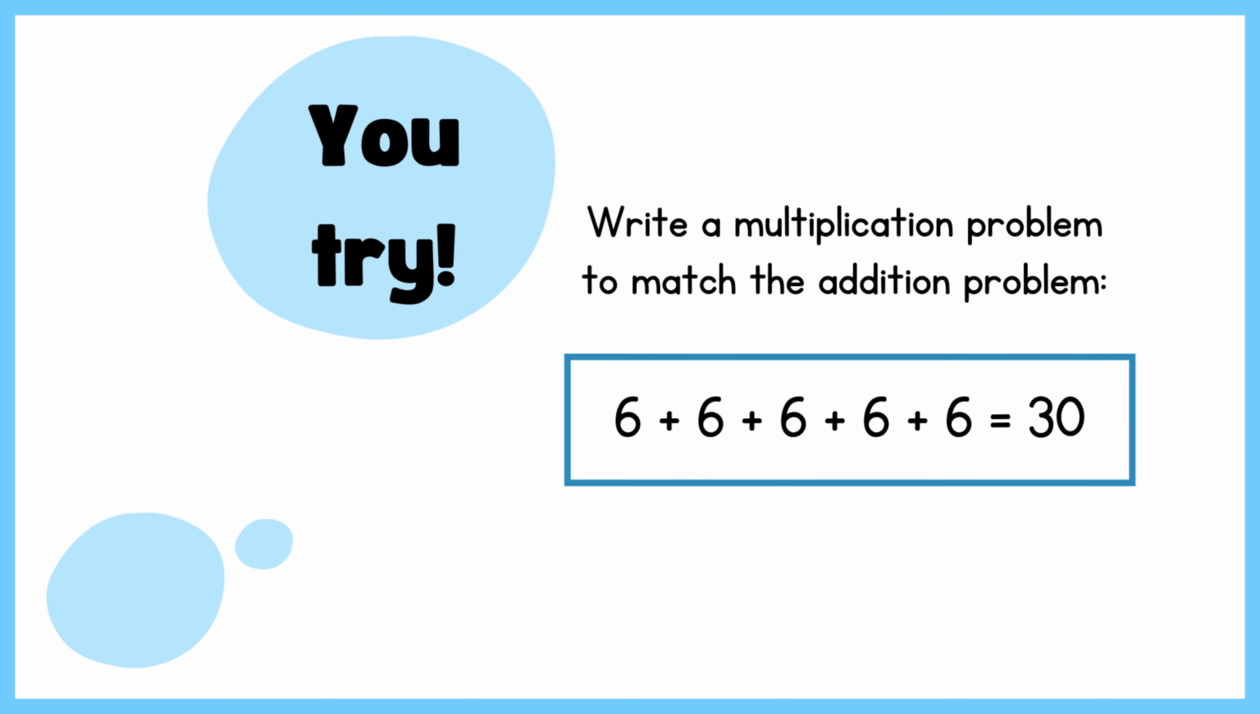You try. Write a multiplication problem to match this addition problem you can see here. You can see it is 6 plus 6 plus 6 plus 6 plus 6 equals 30. Think about how many 6's there are. Because to solve this, it would be 6 times how many 6's there are equals to 30. So go ahead and solve this, and I will give you guys 5 seconds.